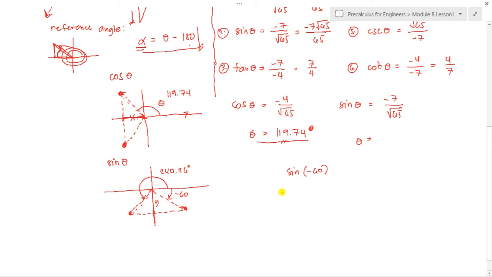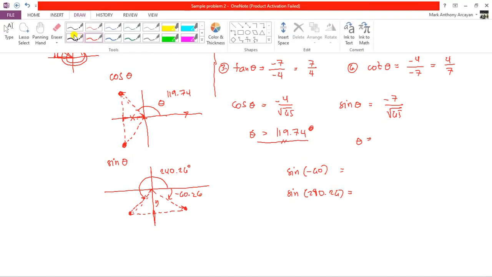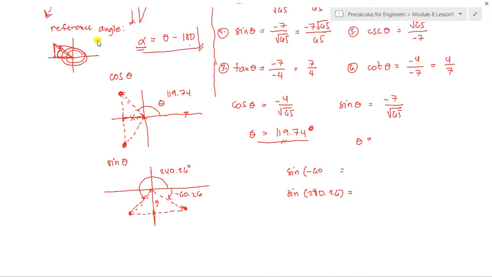You can plug in sine negative 60 or sine 240.26; it is actually the same result. Let us verify. Sine negative 60 is equal to negative square root of 3 over 2, which is a decimal, so we retain it. Arc sine of negative 7 over square root of 65 gives negative 60.26. Plugging in, sine of negative 60.26, the result is negative 0.87.